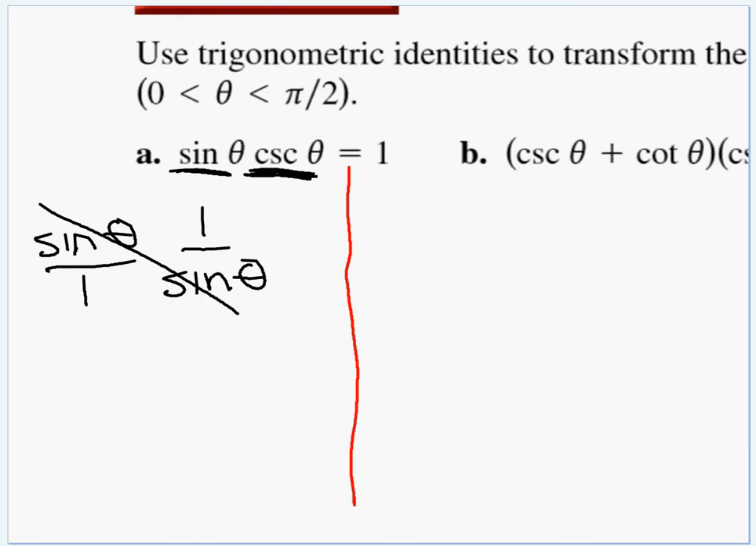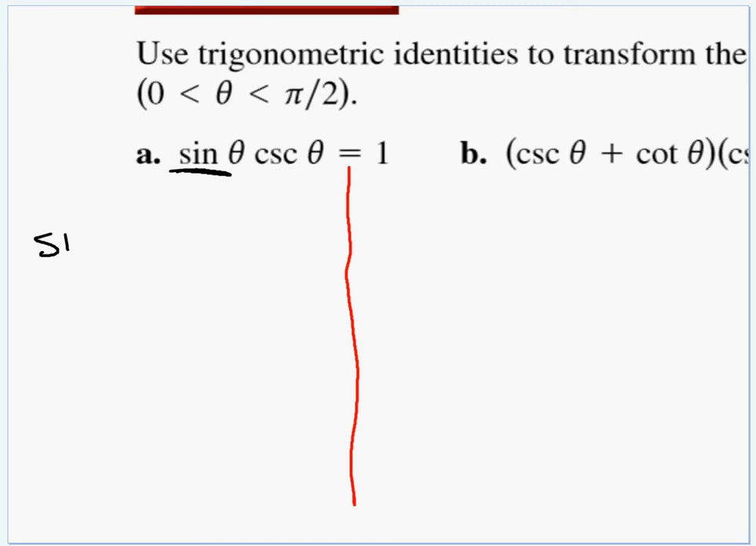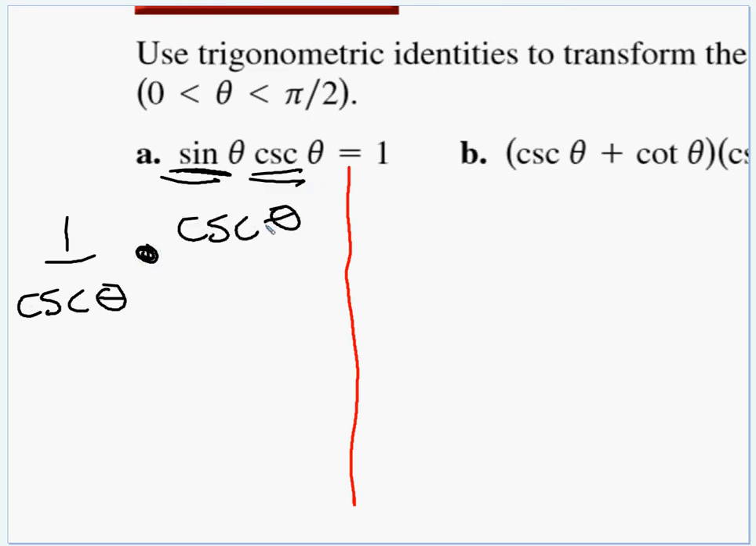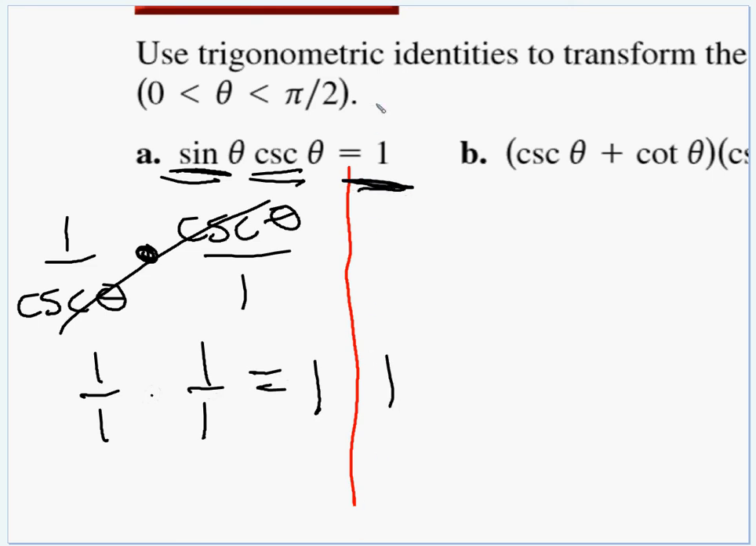Now another way to do this, instead of leaving the sine alone, let's turn that sine theta into a 1 over cosecant theta, because those are reciprocals. And then we would leave this cosecant alone, so that's cosecant over 1, and it ends with the same result. 1 over 1 times 1 over 1, well, that's equal to 1, which is where we wanted to get to. That 1 is our finish line.